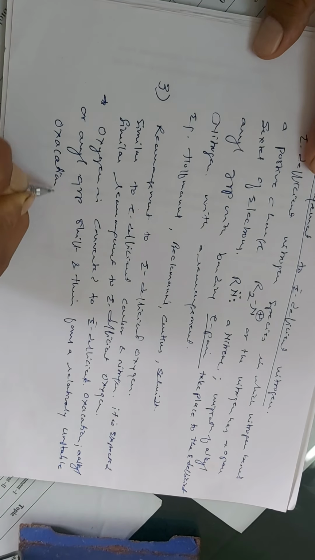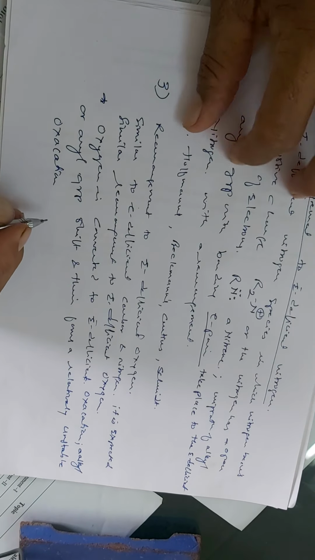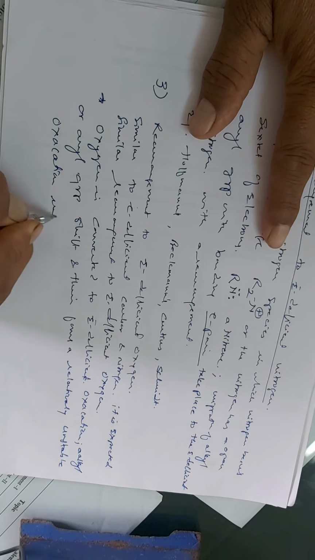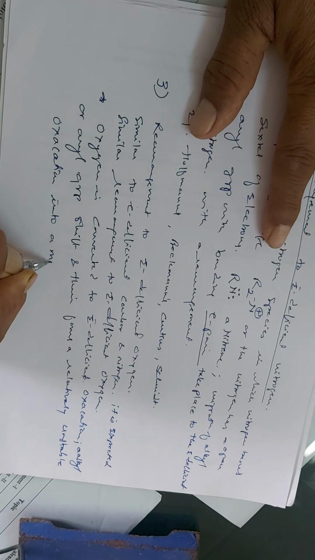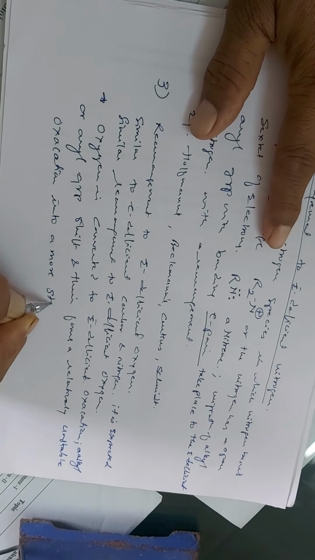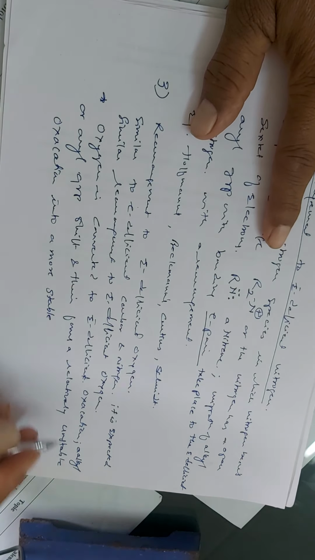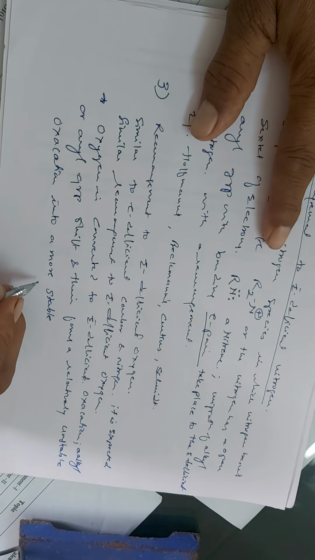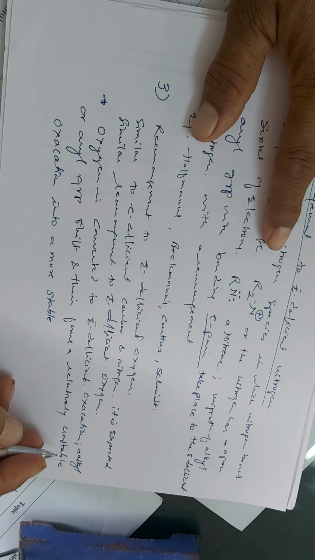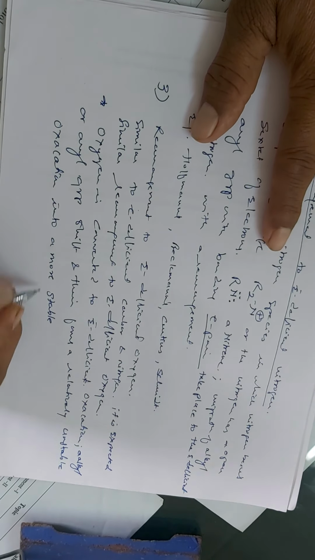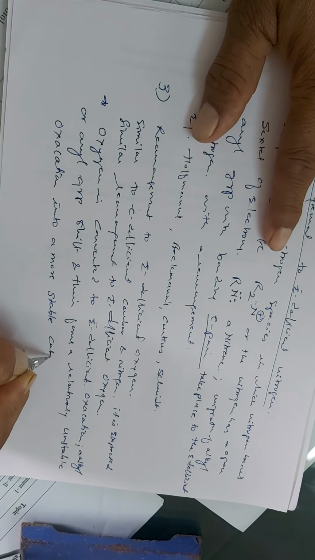Here the oxacation is converted into a more stable carbocation by the shifting of an alkyl or aryl group. It is being shifted from a relatively unstable oxacation to a more stable carbocation.